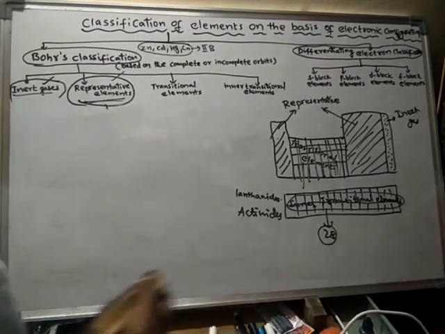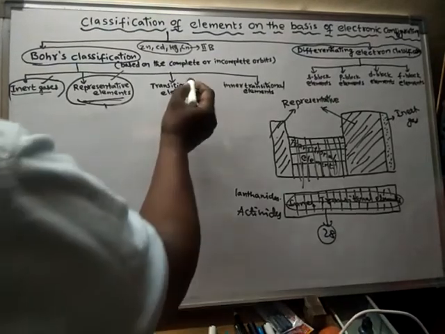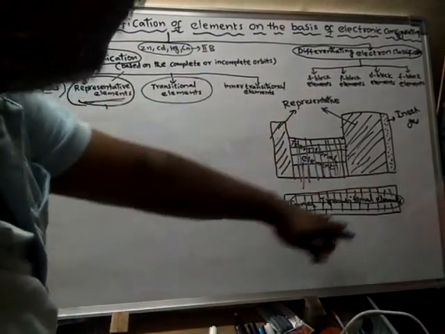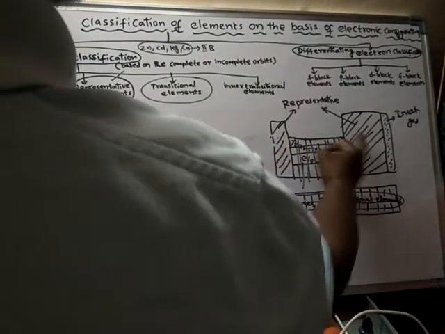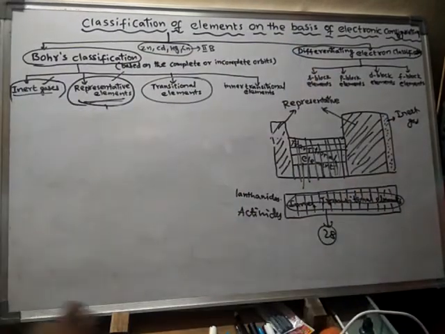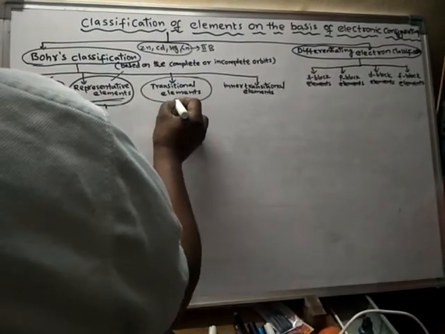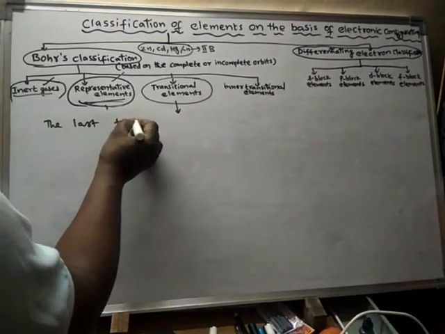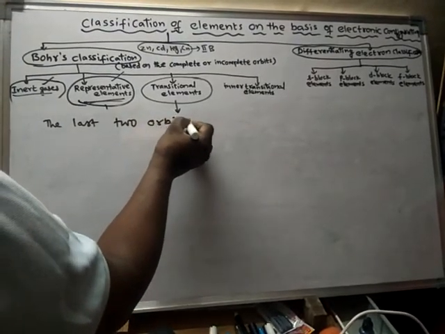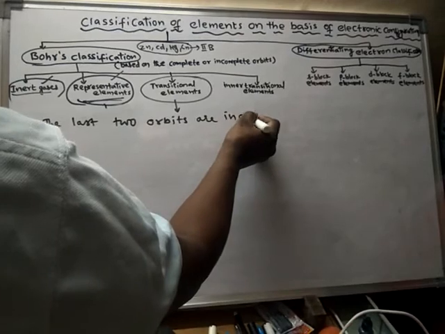Okay, so we learn about the transitional elements now. We have seen the position of the transitional elements, the inner transition elements, and where the representative elements and the inert gases are present. So I am rubbing it off, because we have to cover the transition elements. What are transitional elements? In transitional elements, the last two orbits are incompletely filled.